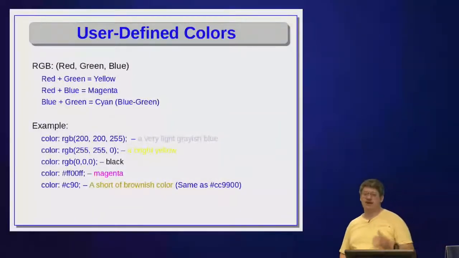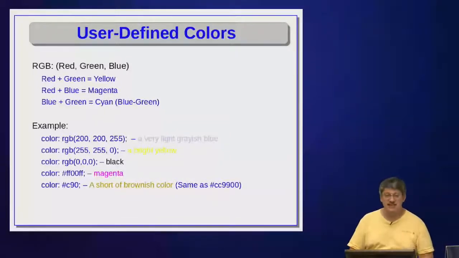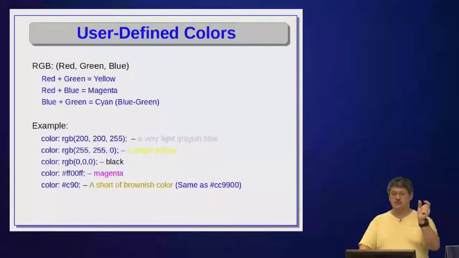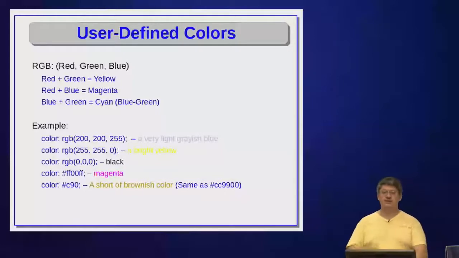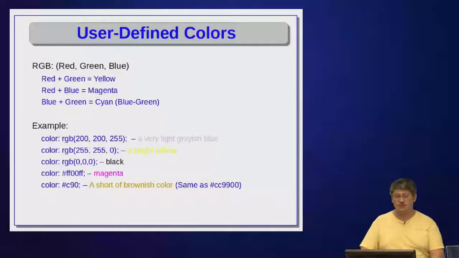Another way to specify the amounts of red, green, and blue is to use hexadecimal numbers. To do that, you put a little pound sign or a hash, and then you put 6 digits. Each pair of digits represents the amount of each color.